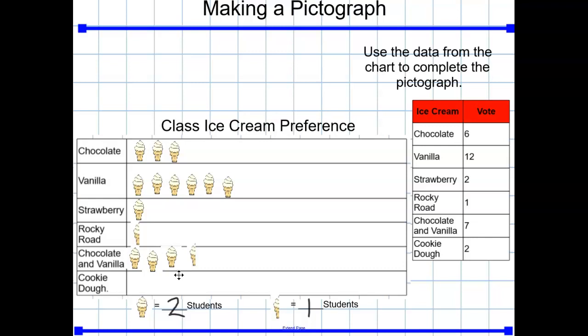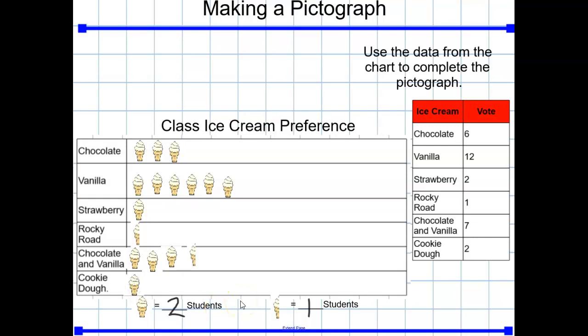Okay, for the last one, 2 students voted for cookie dough. How many symbols would I have to add to show that 2 students voted for cookie dough? And would I use a full symbol or a half? You are exactly right. I would use 1 full ice cream symbol.